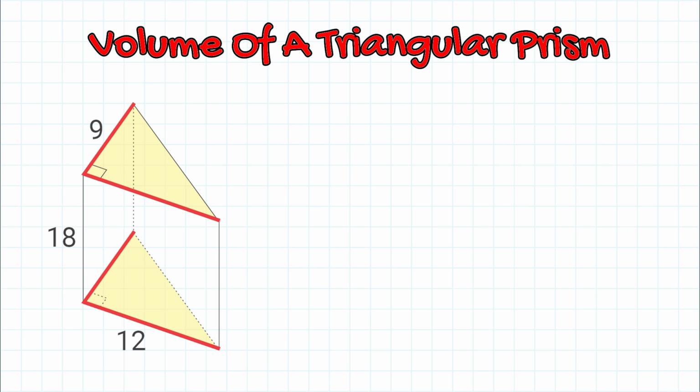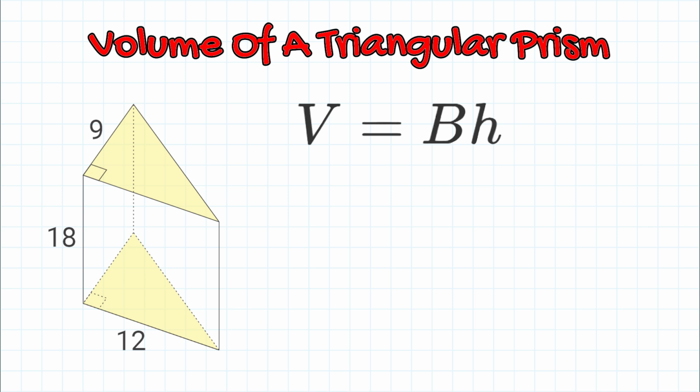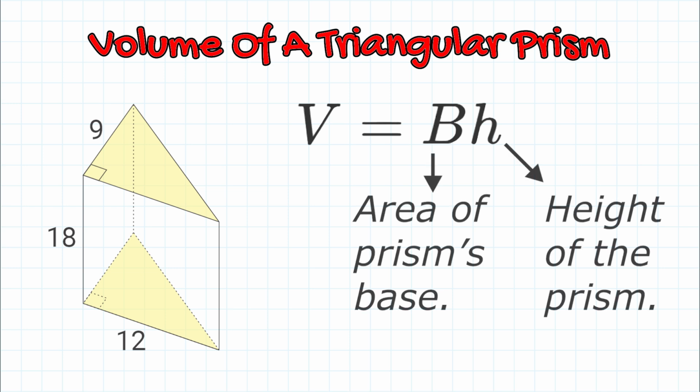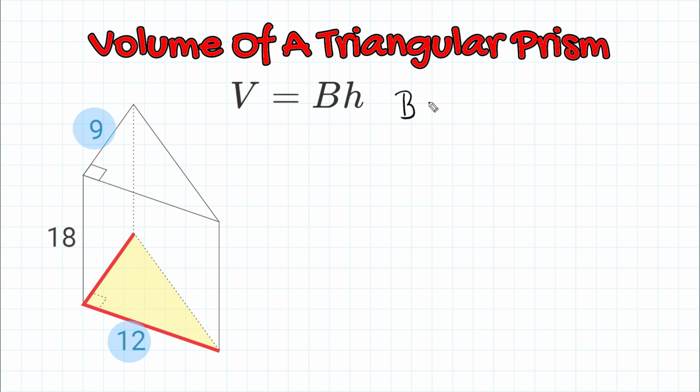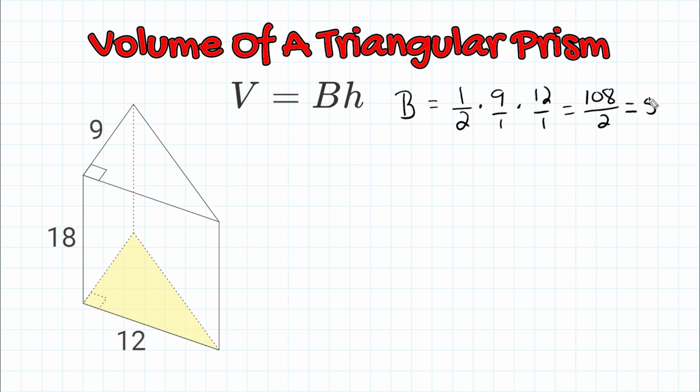To find the volume of any prism, we use the formula V equals B times H, where capital B is the area of the base and H is the height of the prism. For this triangular prism, the base has a length of 9 units and a height of 12. The area of the triangular base is 1/2 times 9 times 12, which equals 54 square units. Now, multiplying by the height of the prism, 18 units, gives us volume equals 54 times 18, which equals 972 cubic units.